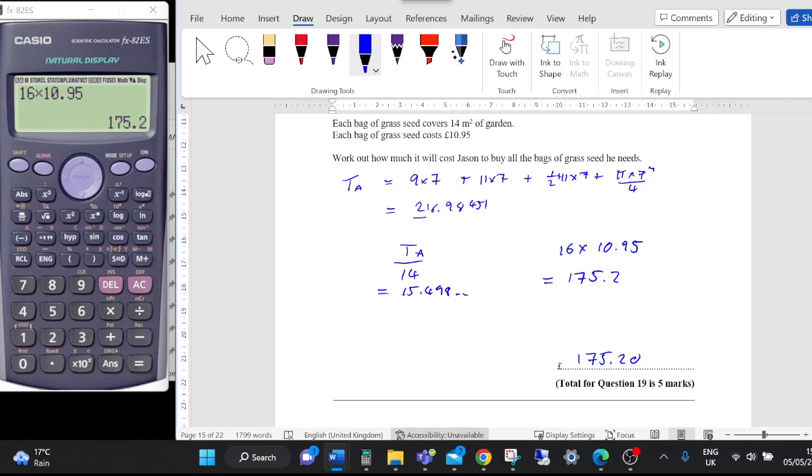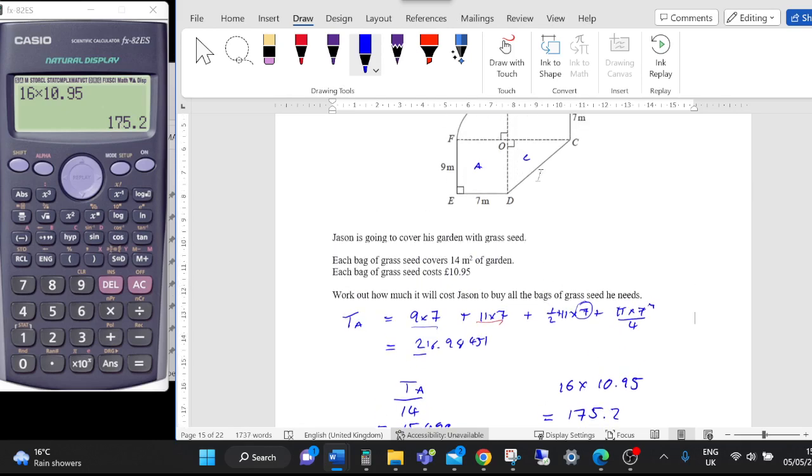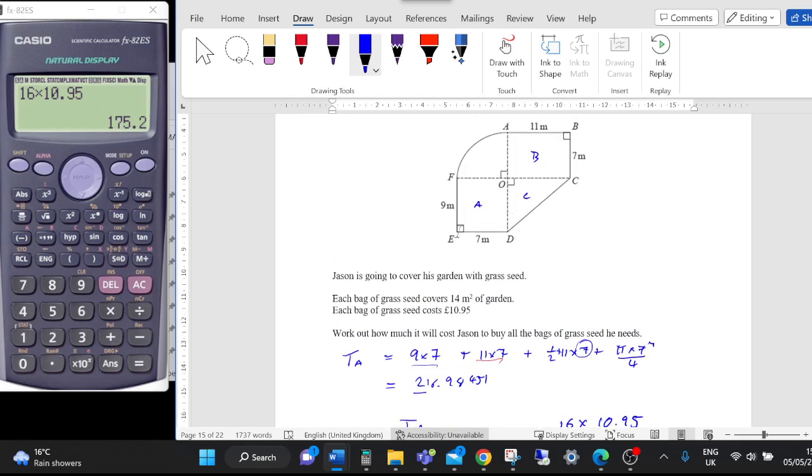Do they agree with my total area? They've got a different value for the total area. So let me just check what I've typed in wrong. They agree with that. They agree with that. There we go. That's a fairly silly mistake. That should have been a 9, not a 7. Let's just double check that. Yeah, there we go. That should have been a 9, not a 7.